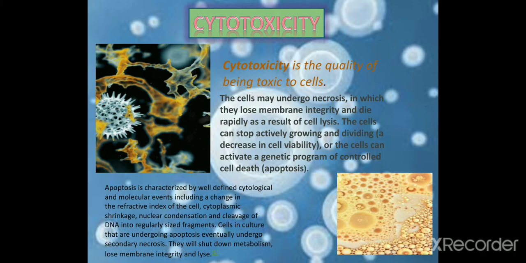The first one, necrosis. Necrosis is where cells lose membrane integrity and die rapidly by cell lysis. The second one is apoptosis. Apoptosis is programmed cell death, where cytological and molecular events occur inside the cell. They will shut down the metabolism, lose membrane integrity and lyse.